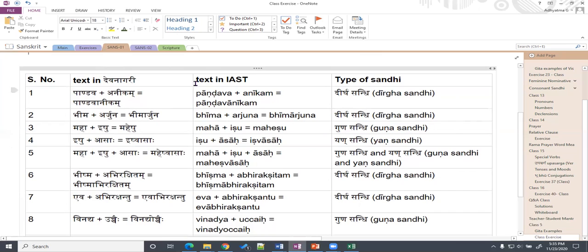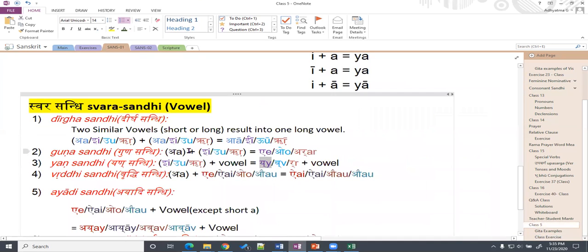Here if you see Pandava plus Anikam, Pandavanikam. Pandava is the name of the son of Pandu, basically the side of the Pandavas, the sons of Pandu. Anikam is army. So Pandavanikam means the army of the Pandavas. Here it's the Dirgha Sandhi, as you can see. Akara plus Akara, similar vowels, resulting into Akara.